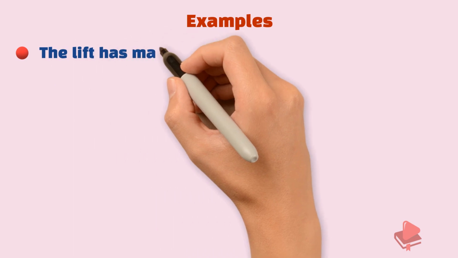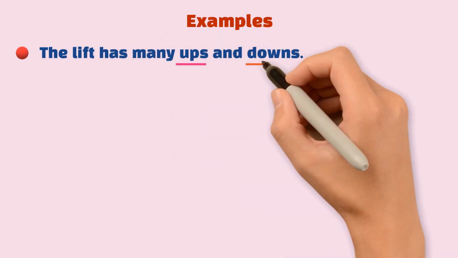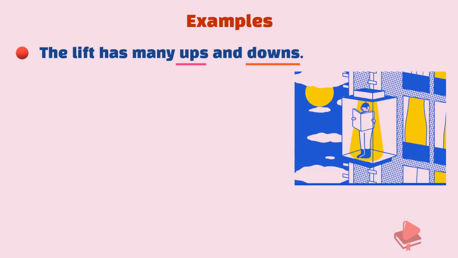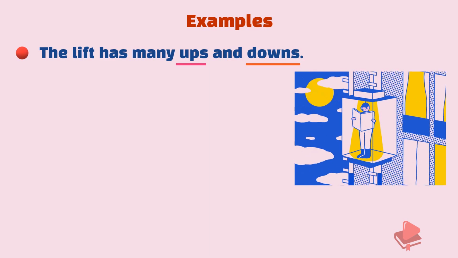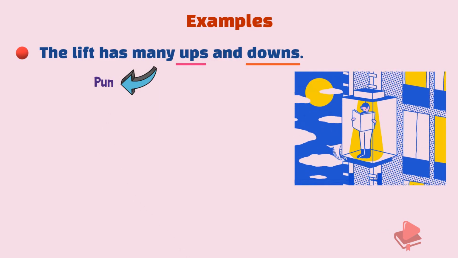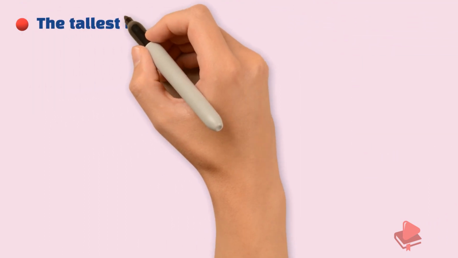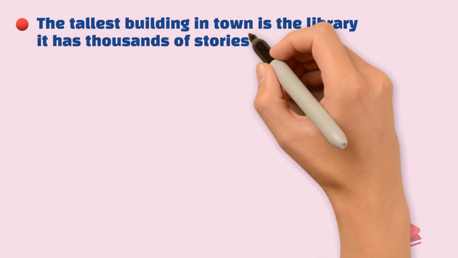The lift has many ups and downs. The words ups and downs have two meanings, namely directional movement and difficulties and problems. Both meanings fit into the sentence, hence it is a pun. Let's understand with one more example. The tallest building in town is the library. It has thousands of stories.